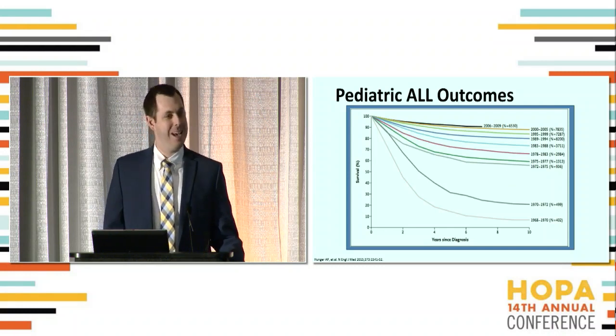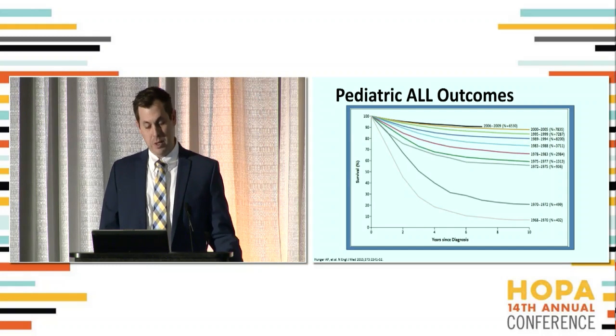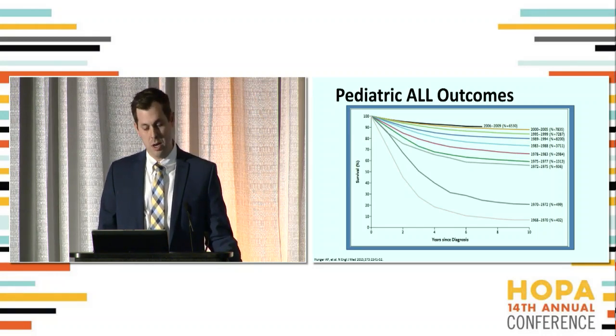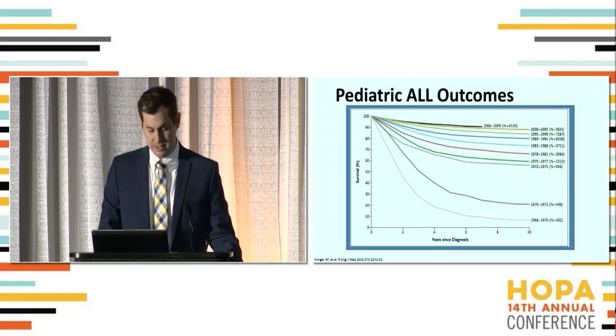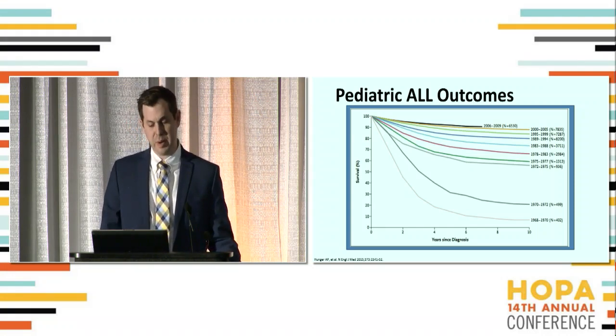I always like this slide because I like to brag on pediatric ALL outcomes. If you look at this survival curve, it's really nothing short of amazing, the progress we've made in pediatric ALL over the last 50 years. You can see in the late 60s, our long-term survival was less than 10%, and now we're all the way up to over 90% for long-term survival for a lot of our acute lymphoblastic leukemias. And asparaginase really accounts for a lot of that uptick in the late 70s and early 80s.